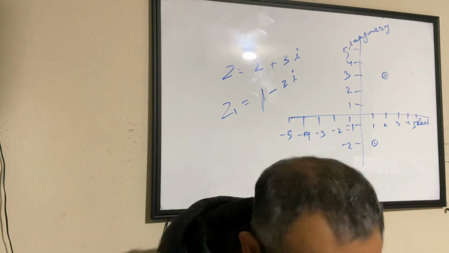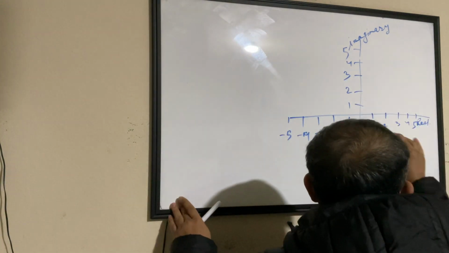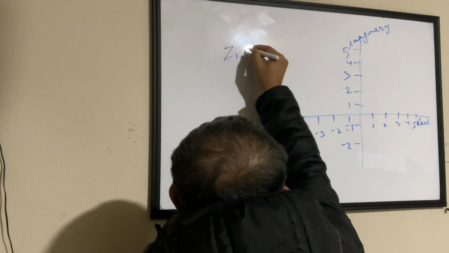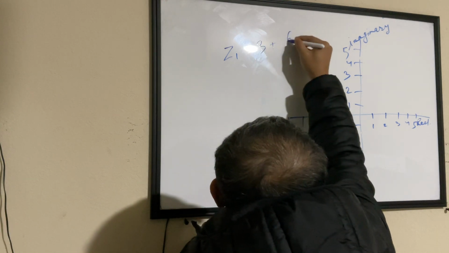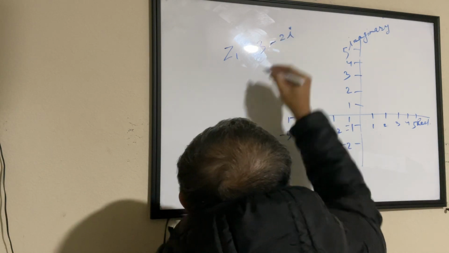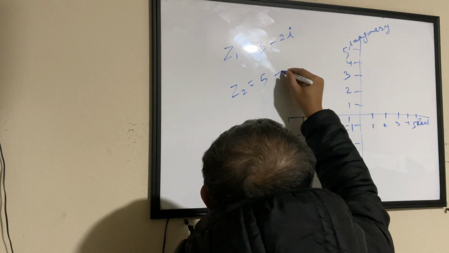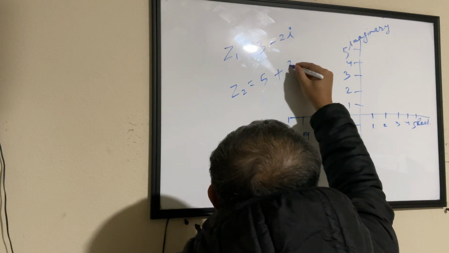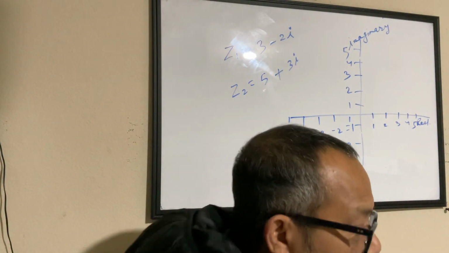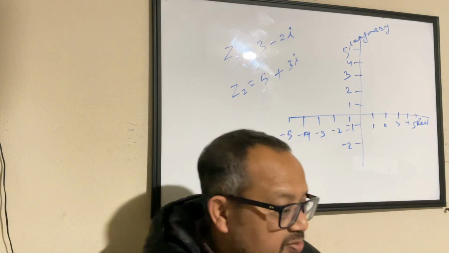Yes, sir. Now, let's say we are dealing with two complex numbers, z1 as 3 minus 2i, and z2, the second complex number, which is, let's say, 5 plus 3i. Now if I have two complex numbers, we might be asked to find out the midpoint and the coordinates of the midpoint.